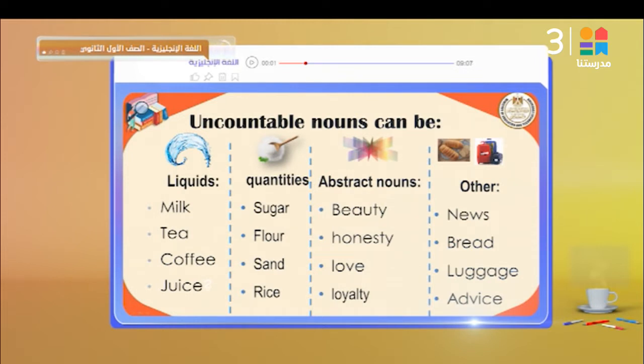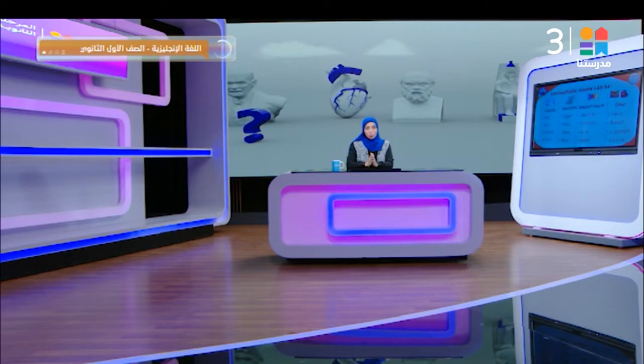Luggage, the word luggage means our bags in which we carry our clothes. This is our luggage, so it's an uncountable noun. And again, the word advice, we say some advice, we say a piece of advice, but we can't say one advice. We can't say some advices. No, it's wrong, because it's uncountable.